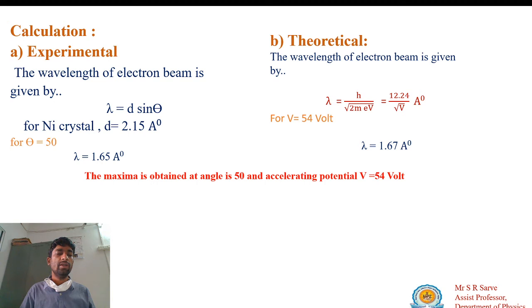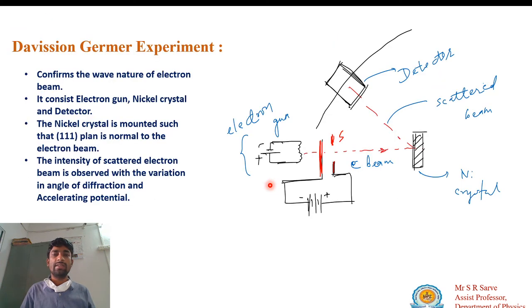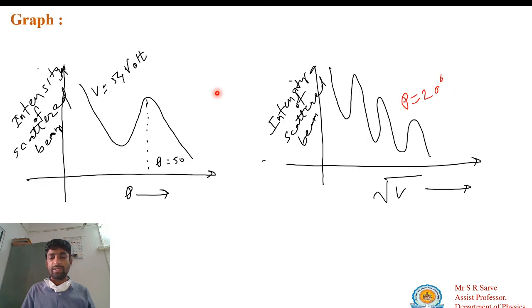So what we observed in the Davisson-Germer experiment is that if you assume wave nature, the value is 1.65 angstrom, and if you assume particle nature, lambda is 1.67 angstrom. Both these values, 1.65 and 1.67, are closely related with each other. So we conclude that the Davisson-Germer experiment gives confirmation that the electron has wave nature as well as particle nature. So this is all about the Davisson-Germer experiment.